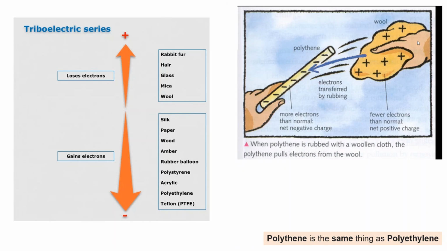So when the polythene is rubbed with a woolen cloth, the polythene removes the electrons from the wool, leaving it negatively charged, and leaving the wool positively charged, and that creates an electric field.